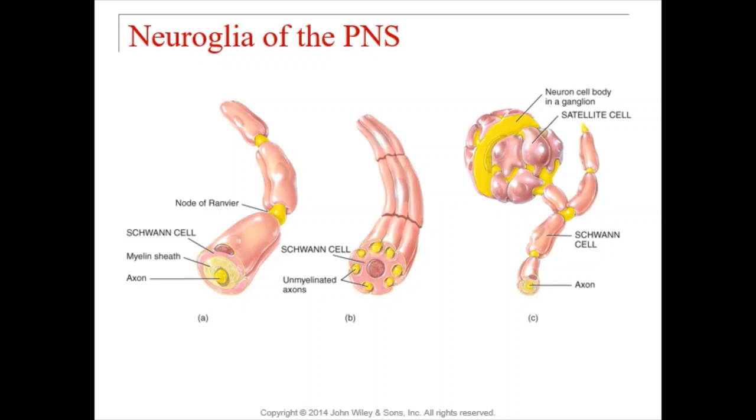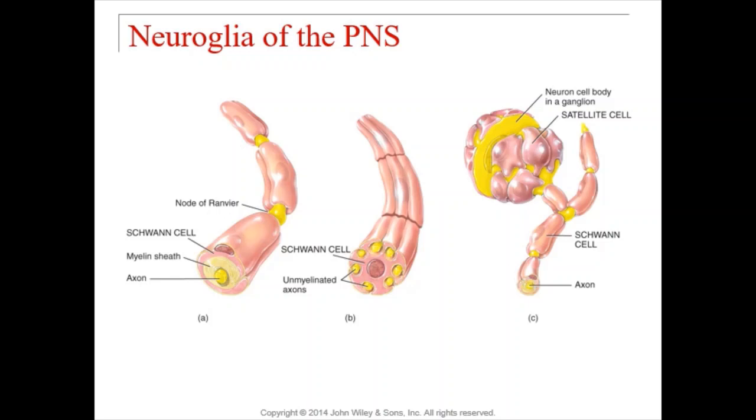It looks like myelin because it is. Schwann cells also make myelin, but they only make myelin for the peripheral nervous system. So don't get these two cells confused. Oligodendrocytes make myelin for the central nervous system, brain and spinal cord, while Schwann cells make myelin for the peripheral nervous system, for your nerves.